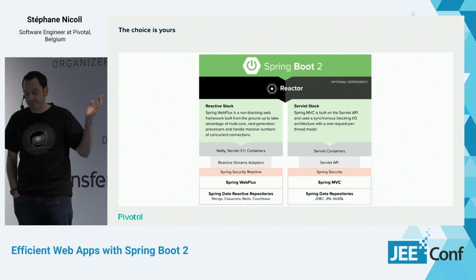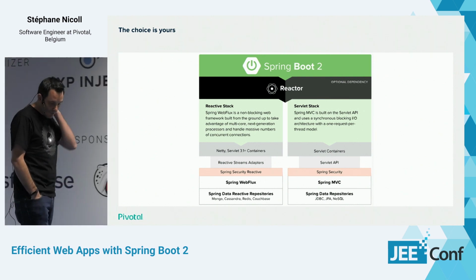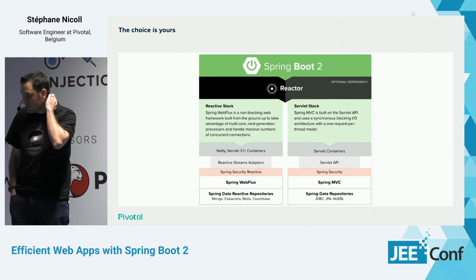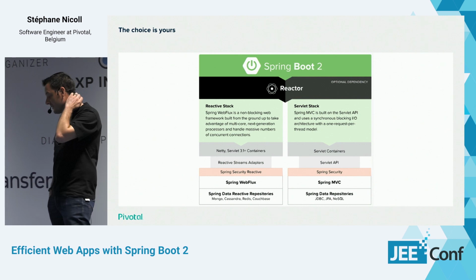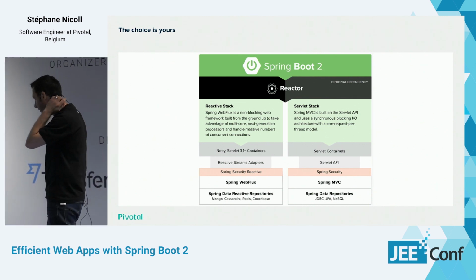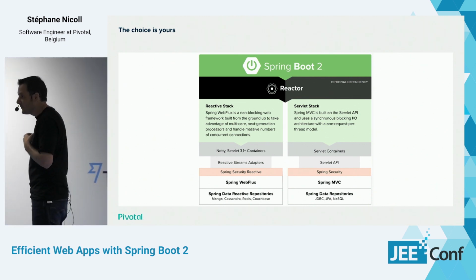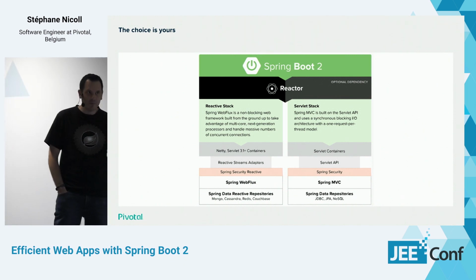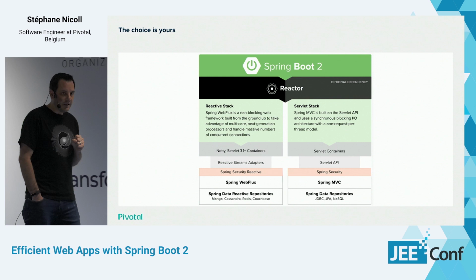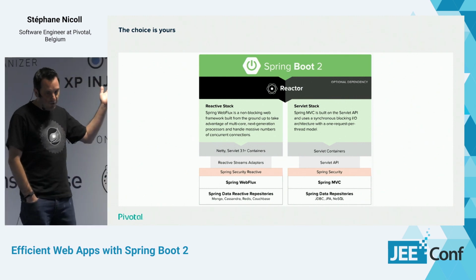I'm sure you know that. So if you decide to build a web application, you can either, on the right-hand side, build it with the servlet stack, with a servlet container and Spring MVC, and one thread per request, everything basically that you know. If you've built a web application with Spring, or with Java really, in the past, that's probably what you've been using somehow.